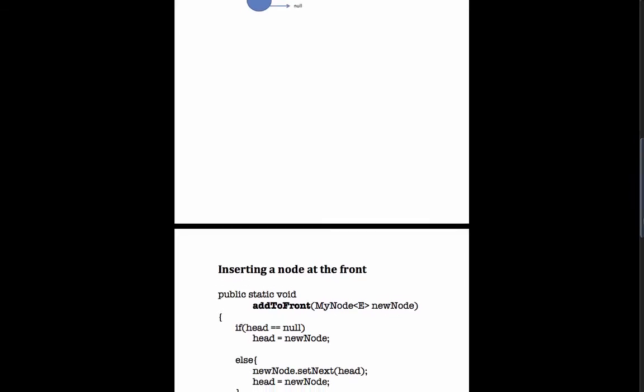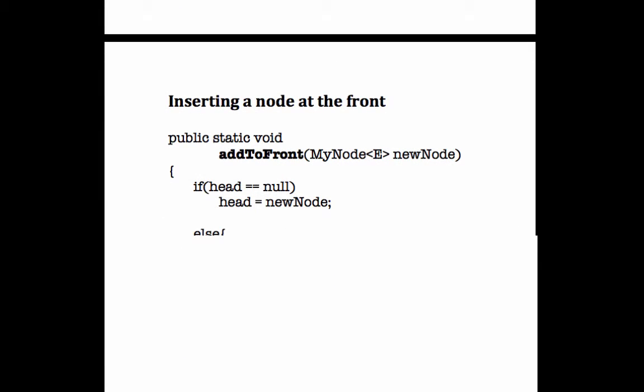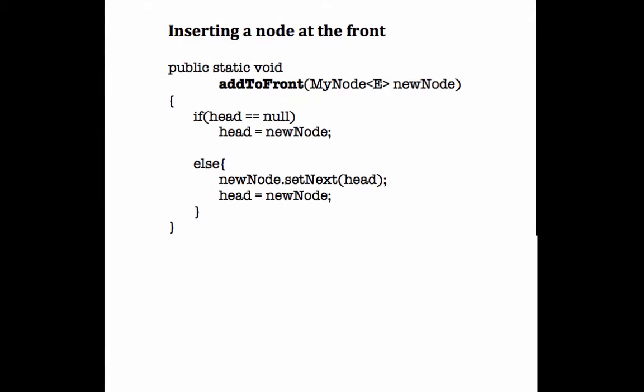So let's discuss the code. Typically we write a method called AddToFront. There are many ways we can write this method. For example, I could return a Boolean value to indicate success or failure, or return the value that is being added. In this case, I'm writing a method that is void, and the parameter that I'm passing is a reference to the node that I want to insert at the front.